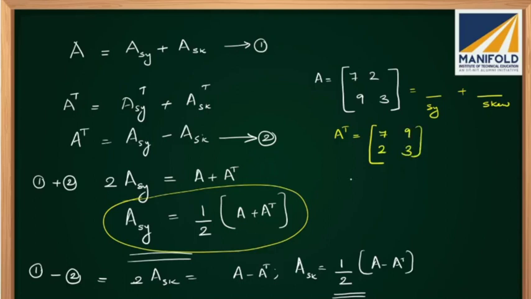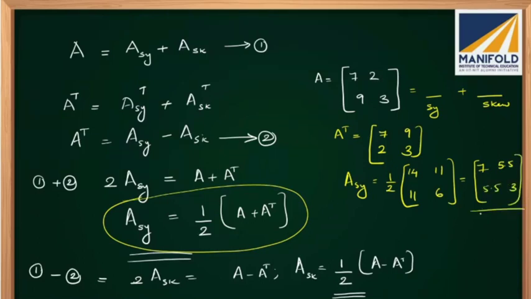Correct? So what is going to be the A symmetric part? That is nothing but half into 7 plus 7, 14. Okay, this is 14. 3 plus 2, 5. 2 plus 3, 5. 9 plus 9, 18. Right. So if I take half inside, that will be 7, 2.5, 2.5, and 9.